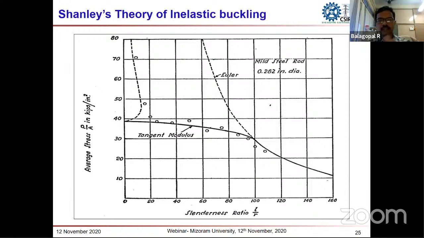And here is Professor Shanley. He has validated his theory on the buckling load of a steel cross section, and he found that the cross section continued to deform after crossing the tangent modulus buckling load until it reached the double modulus theory buckling load.